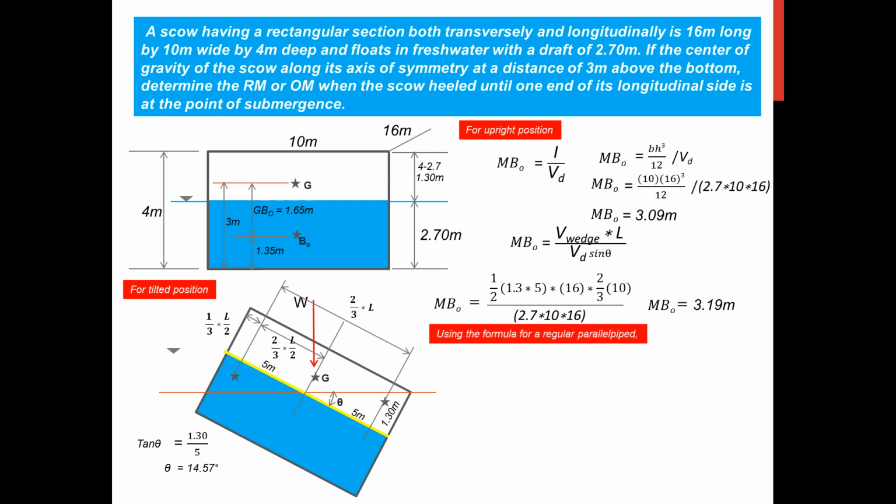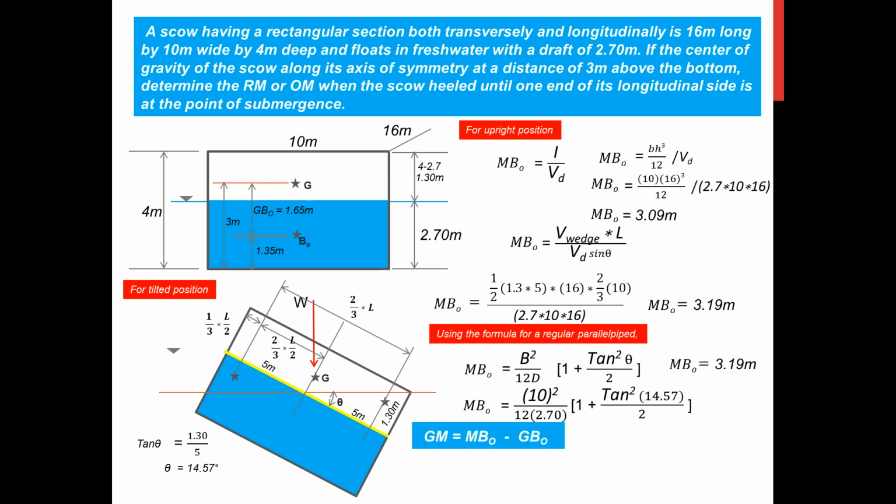Now using the formula for a rectangular or regular parallelepiped, MBO is equal to B squared all over 12D, times 1 plus tangent squared theta all over 2. We have a direct substitution in it. B squared is 10 squared all over 12 times draft of 2.7, times 1 plus tangent squared 14.57 all over 2. We can calculate MBO to be equal to 3.19 meters.